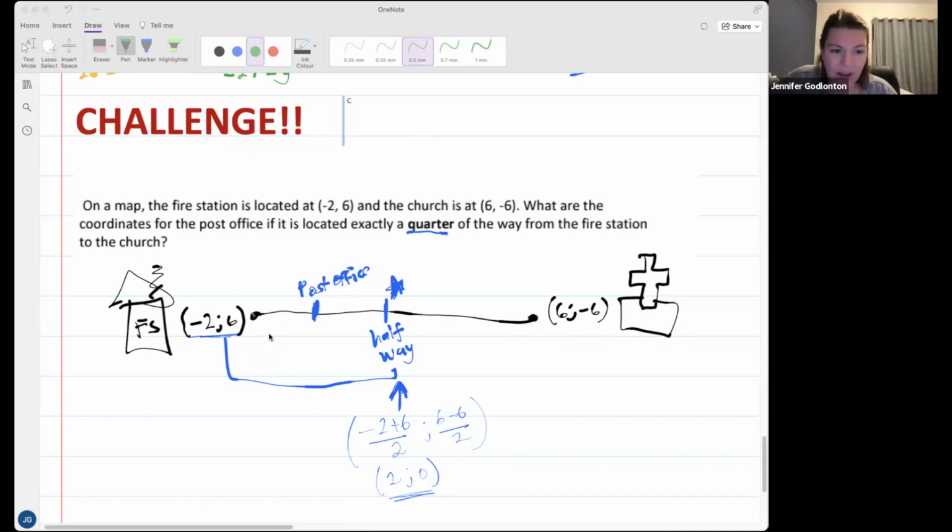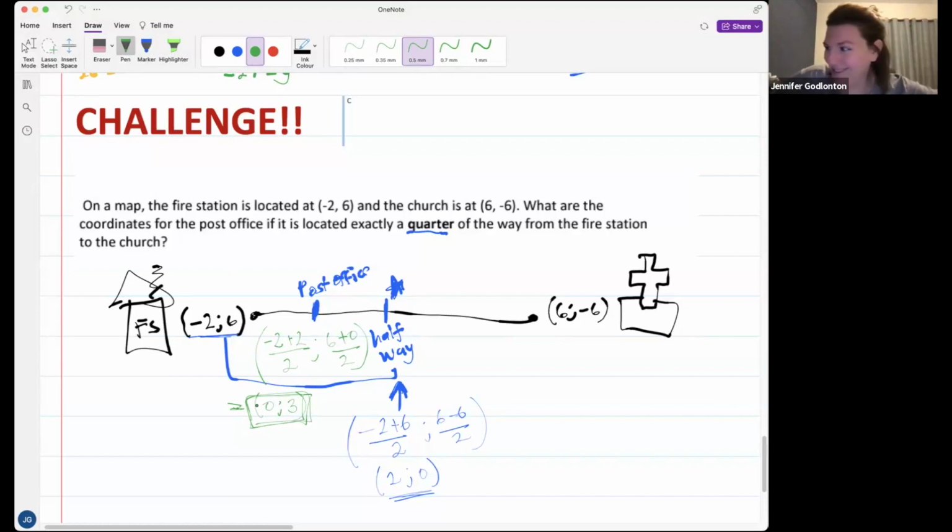Okay, so let's have a look. For this post office point over here, we now have -2 plus 2 over 2 and 6 plus 0 over 2. And so -2 plus 2 is 0. 0 over 2 is 0. So we're going to have 0. And then 6 over 2 is 3. So the coordinates of our post office are 0 and 3. Challenge completed. That wasn't so bad, was it?